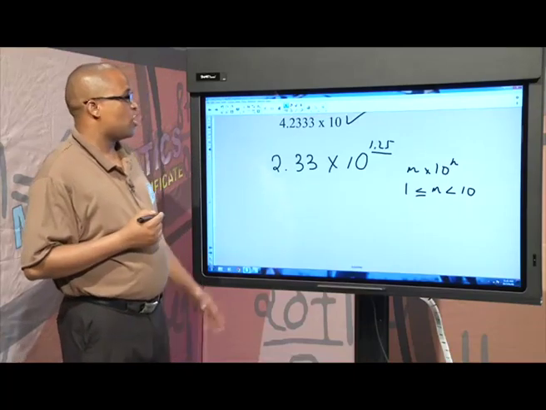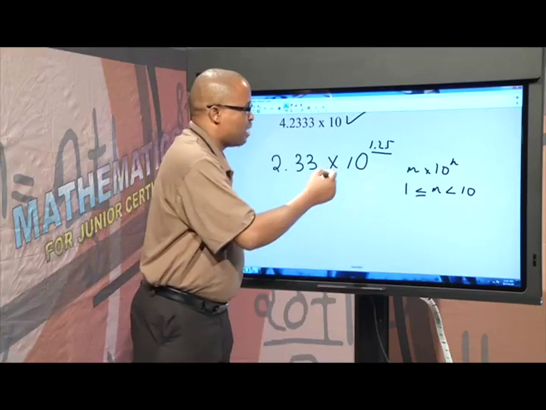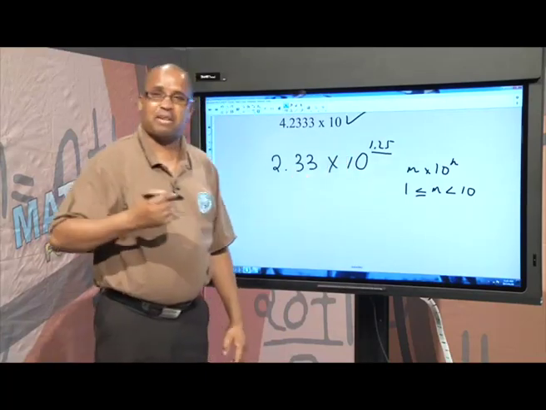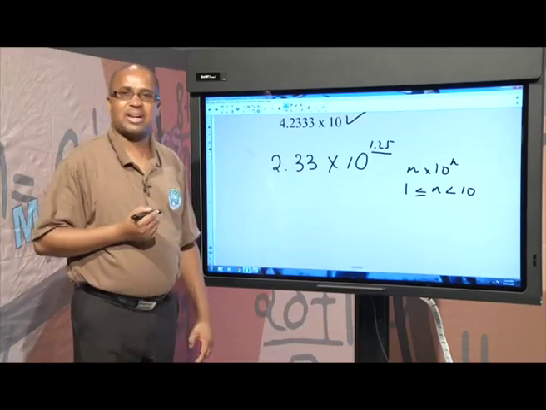All you need to know is to make sure that you apply the two conditions, m times 10 to the power n, where the value of m should be within 1 to 10. That's how we write numbers in standard form.